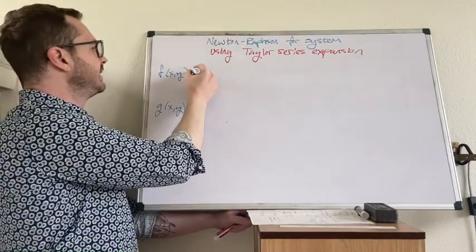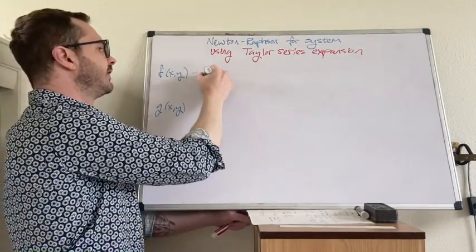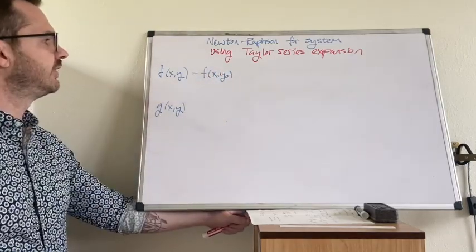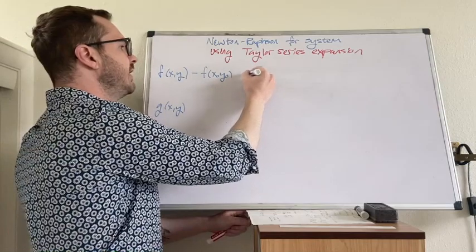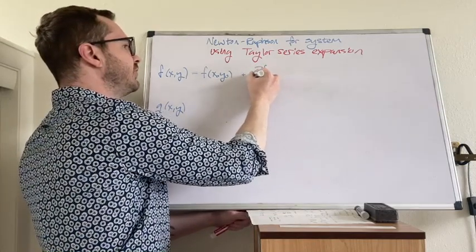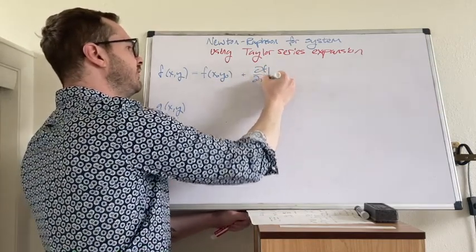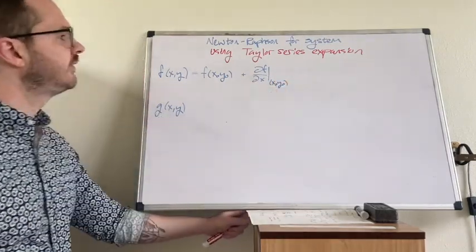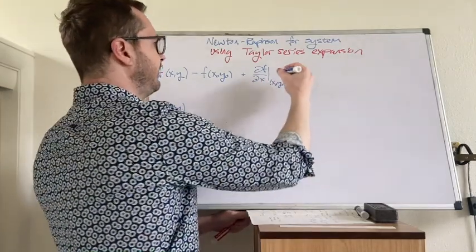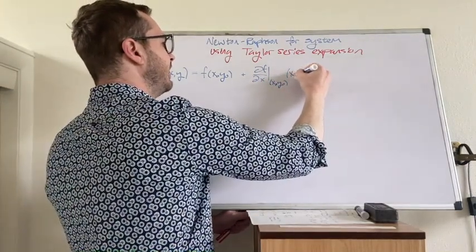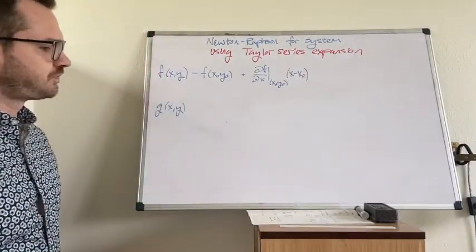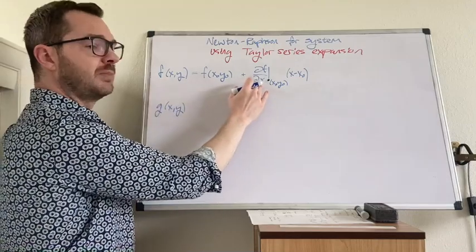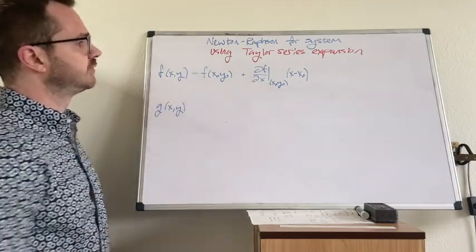So this expansion of f of x, y is going to be the function f evaluated at some initial points, x naught, y naught. And then we're going to take the partial derivative of f with respect to x. We're going to evaluate that at x naught, y naught. We're going to multiply this by x minus x naught. So there's your partial derivative.